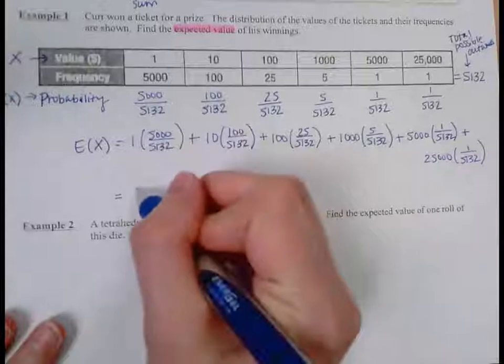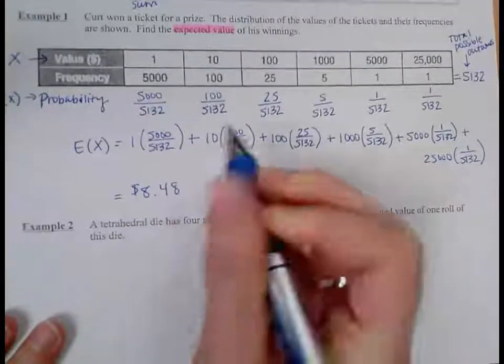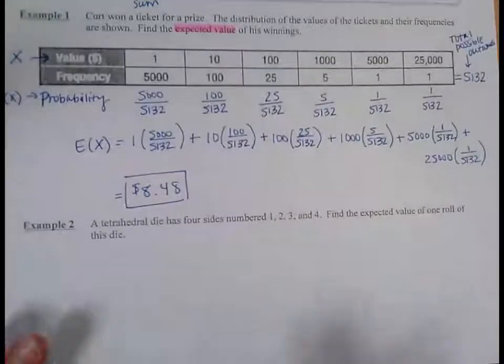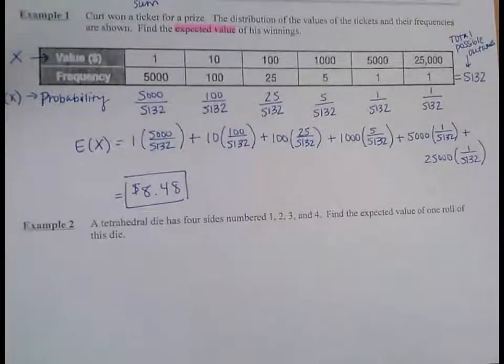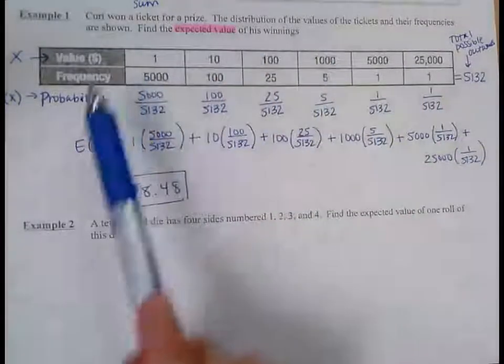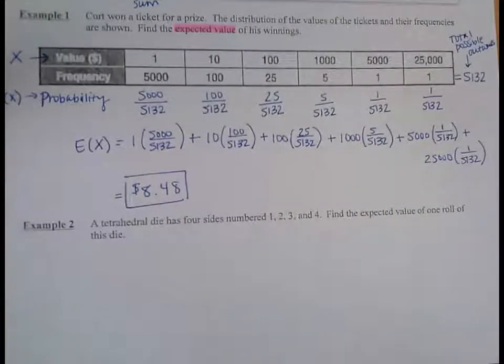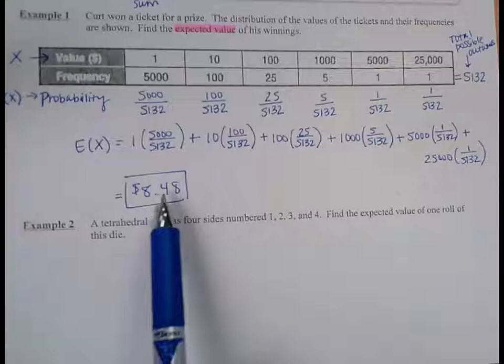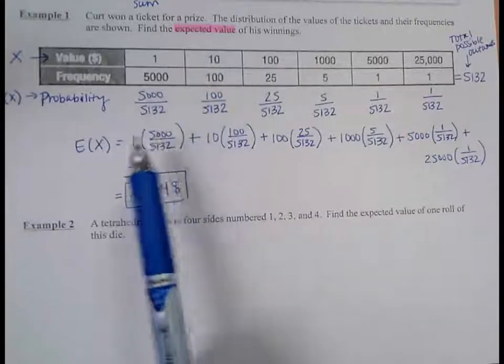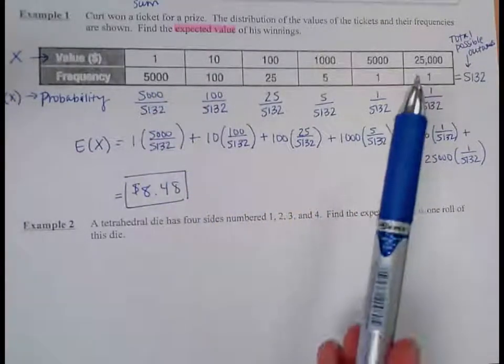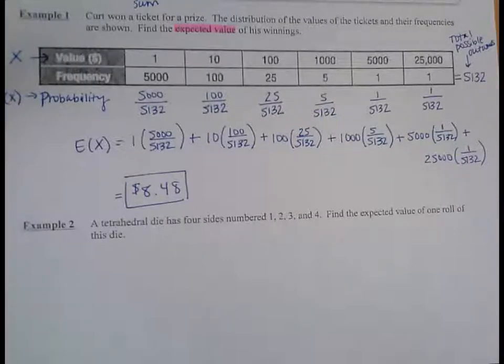So he should expect to win $8.48. Now, I will say the expected value may or may not actually be a possible value. So if you look at the possible winnings, it's not possible for him to win $8.48. That's not an option. However, this is the correct expected value. So he would probably look at this expected value and say, okay, I'm probably going to win $1 or $10, but it's obviously not expected. It's going to be a very rare chance of him winning the $25,000. Okay, any questions on that one?